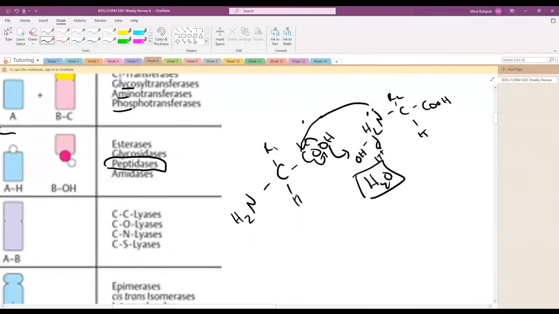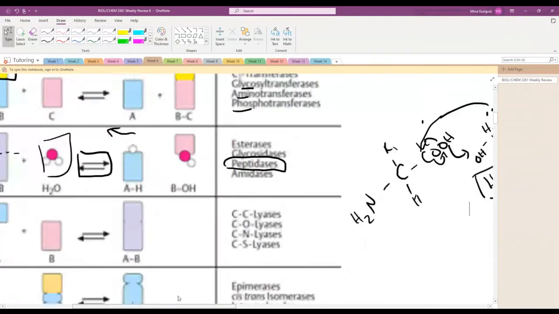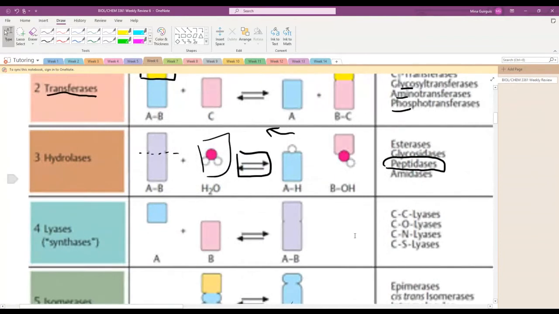Peptidases are a great example of hydrolysis because of the reverse reaction. This leftward reaction is the synthesis of a polypeptide, a dipeptide, whatever you want to call it. And in this case, it's the reverse reaction. The forward reaction can also work.